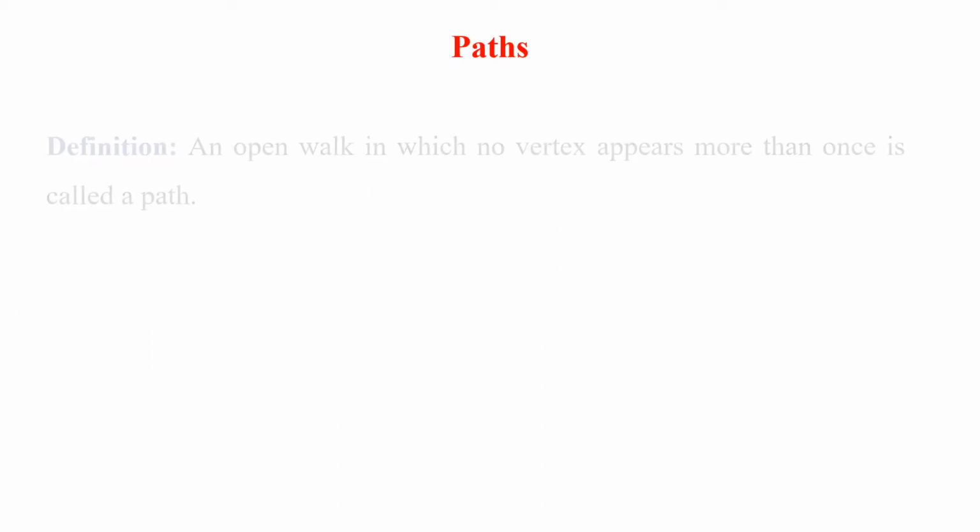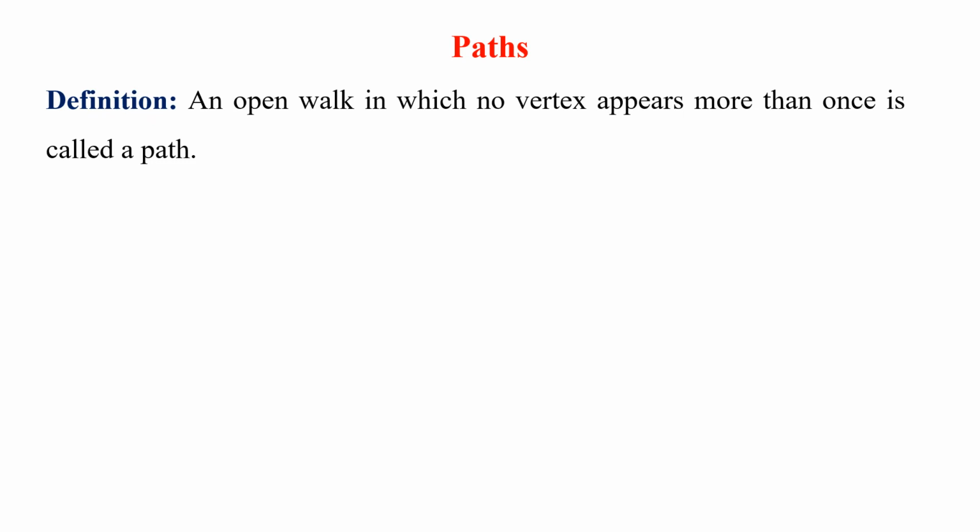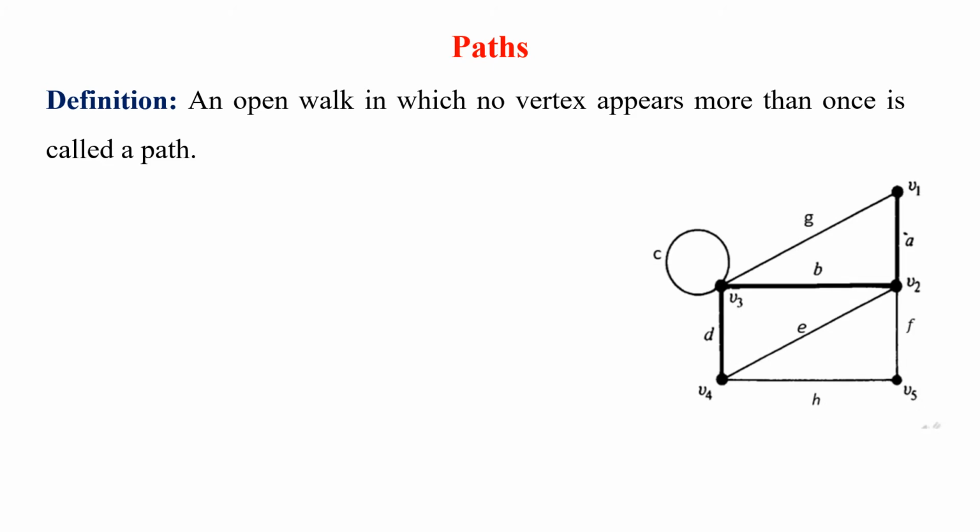Paths. Definition. An open walk in which no vertex appears more than once is called a path. Here is the same graph with 5 vertices, and V1, A, V2, B, V3, D, V4 is a path because all the vertices V1, V2, V3, V4 are distinct in this walk. It is an open walk with no vertex appearing more than once, therefore it is a path.